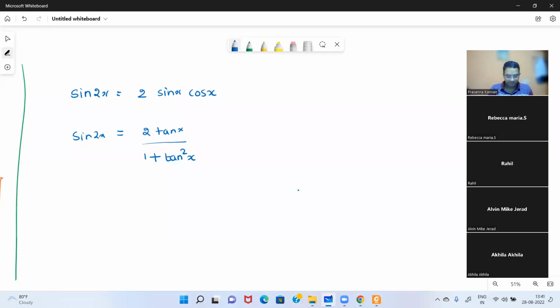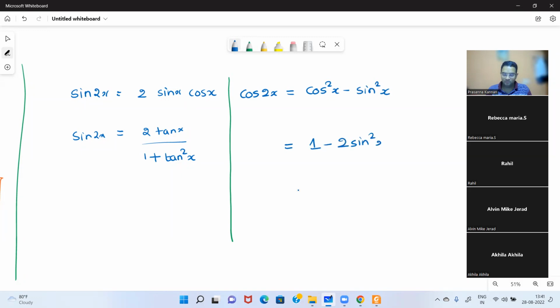Similarly, we've seen 4 formulae for cos 2x. What is cos 2x? Cos square x minus sin square x. Yes, that is one of them. Or you can say 1 minus 2 sin square x, or you can write it as 2 cos square x minus 1, or you can write it as 1 minus tan square x by 1 plus tan square x. Yes, all these are important.